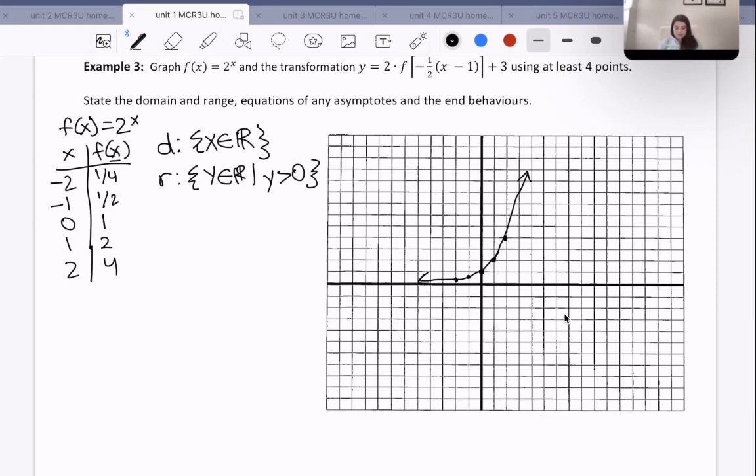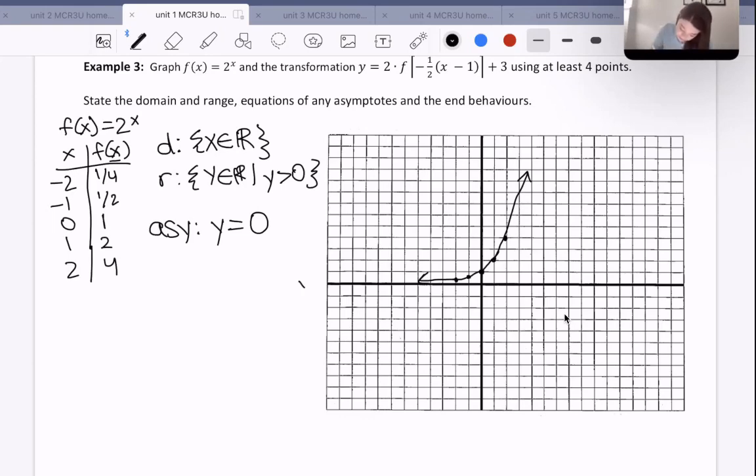Very good. Okay, then we have the equations of any asymptotes. So what is an asymptote? Let's remind ourselves. An asymptote is a line that the graph approaches but doesn't actually touch. So for example here, the asymptote for the parent function is y equals 0, that's right.